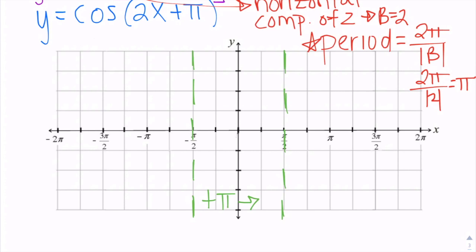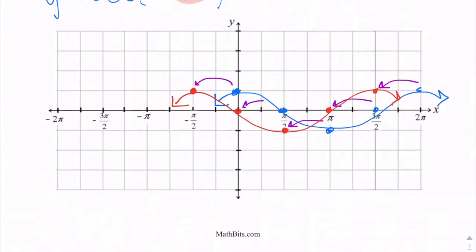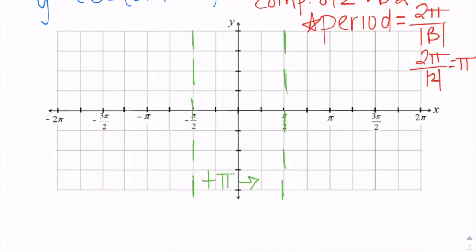And so now, if you notice up here, we have broken all of our graphs. If I draw lines right there, it breaks it into 1, 2, 3, 4 sections, or fourths. So I'm going to break this into fourths.